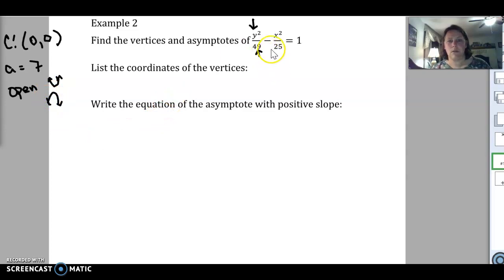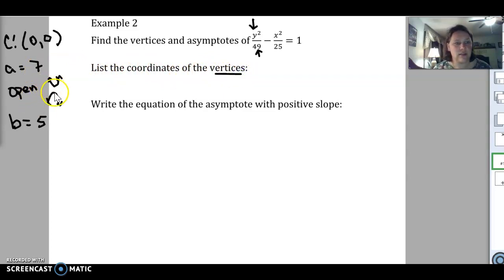Okay. And we also know that A equals 7. We know that B equals 5. The 7 is going to have to do with the vertices. So that's the first thing that it asks: list the coordinates of the vertices.